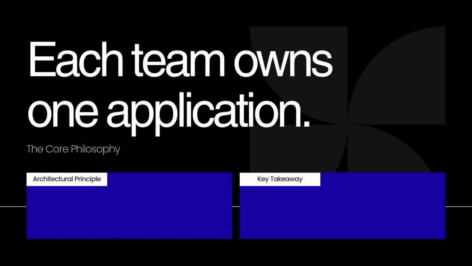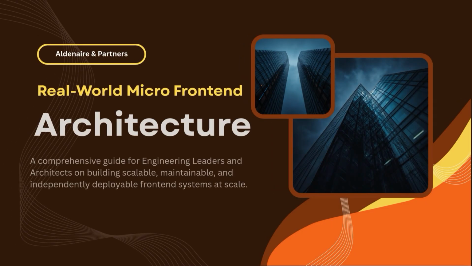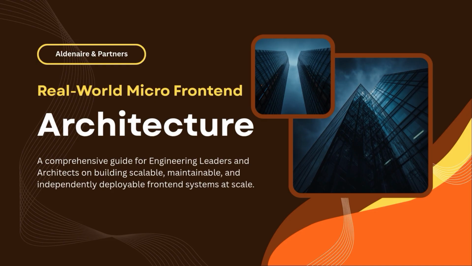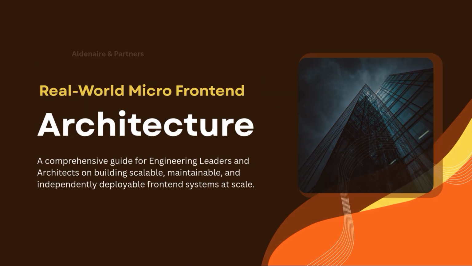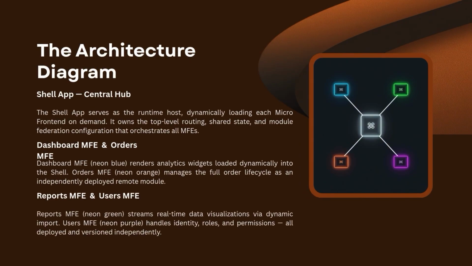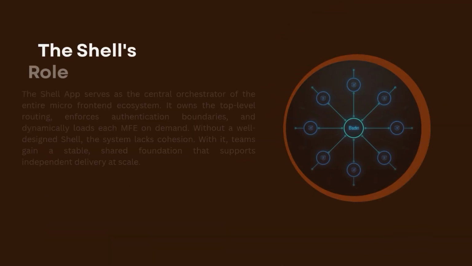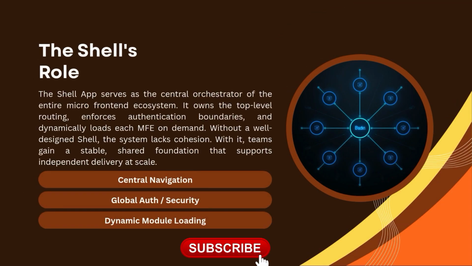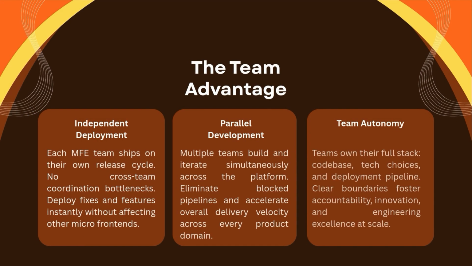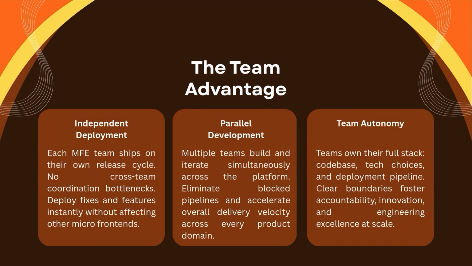Let's modernize your architecture. Ever wonder how this actually looks in production? Here's the blueprint. The Shell app is our conductor. It handles global navigation and security. It then stitches in our MFEs, dashboard, orders, reports, and users, dynamically on demand. The best part: because each MFE is a standalone app, the dashboard team can ship a feature without waiting for the orders team. It's true independent deployment, meaning no more blocking each other's releases.